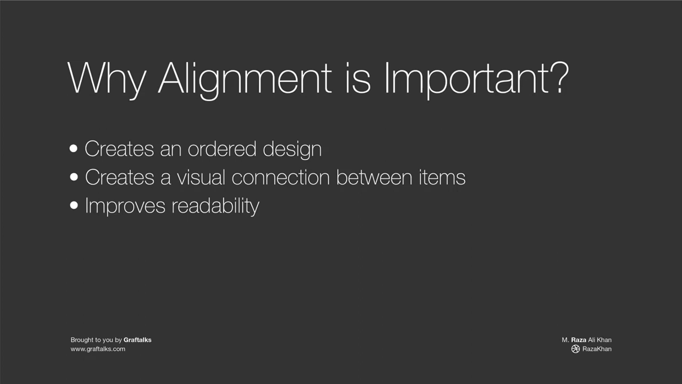The first one is it creates order in a design. The second one is it creates a visual connection between items. If we take an example of a business card, it has your name and designation. In order to tell the reader that the name and designation are related, you need to align them. Obviously, there may be more design principles that may be applied over there, but alignment is one of the most important ones. And lastly, it improves readability.